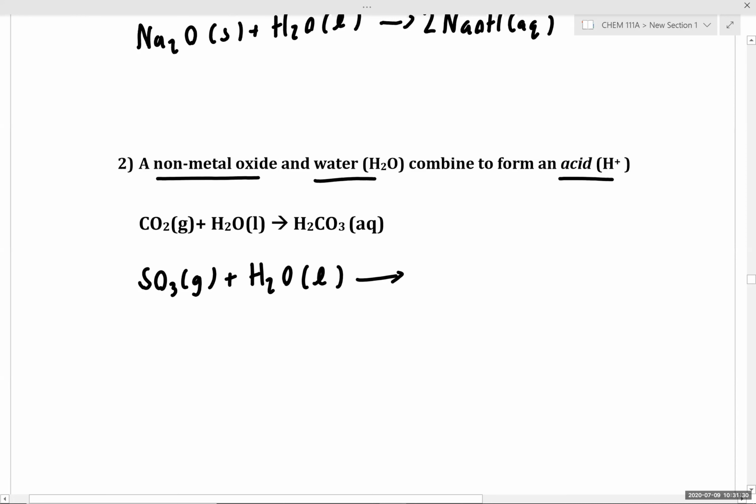Sulfur trioxide can react with water in a combination reaction to generate what very famous acid? What acid can be generated as we react sulfur trioxide and water? Sulfuric acid, exactly right. In another example, nitrogen dioxide gas can react with water to generate what strong acid?